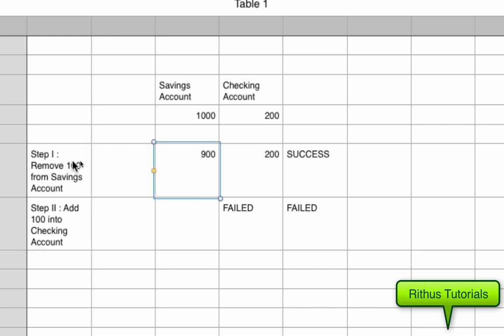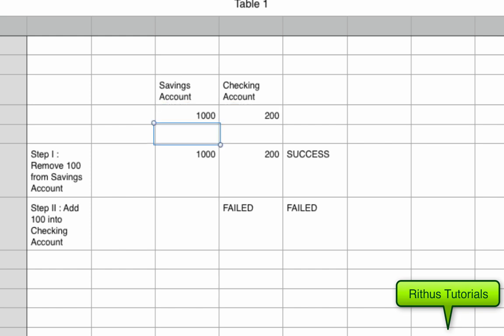That's one of the primary aims of transaction management. What happens here is, if step 2 failed, the change done by step 1 should be rolled back. The savings account should be made back to 1000, so that when step 2 fails, whatever update was done by step 1 is reversed and the system is in its original state. So the savings account has 1000 and the checking account has 200. There is no change. At least the system is in a consistent state.